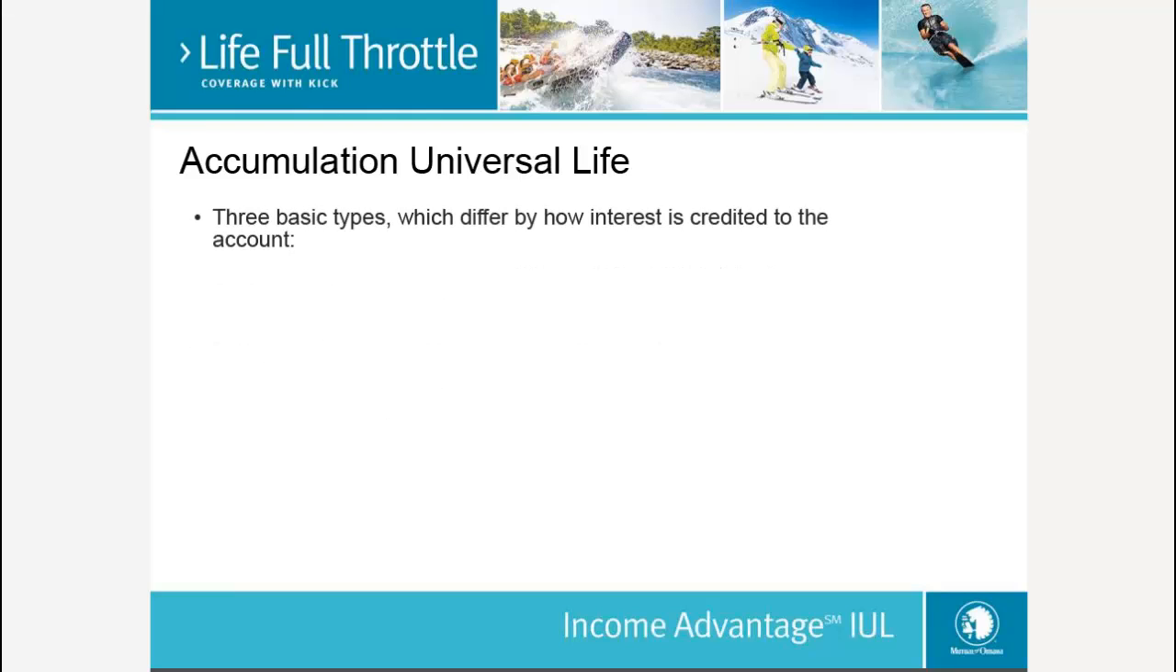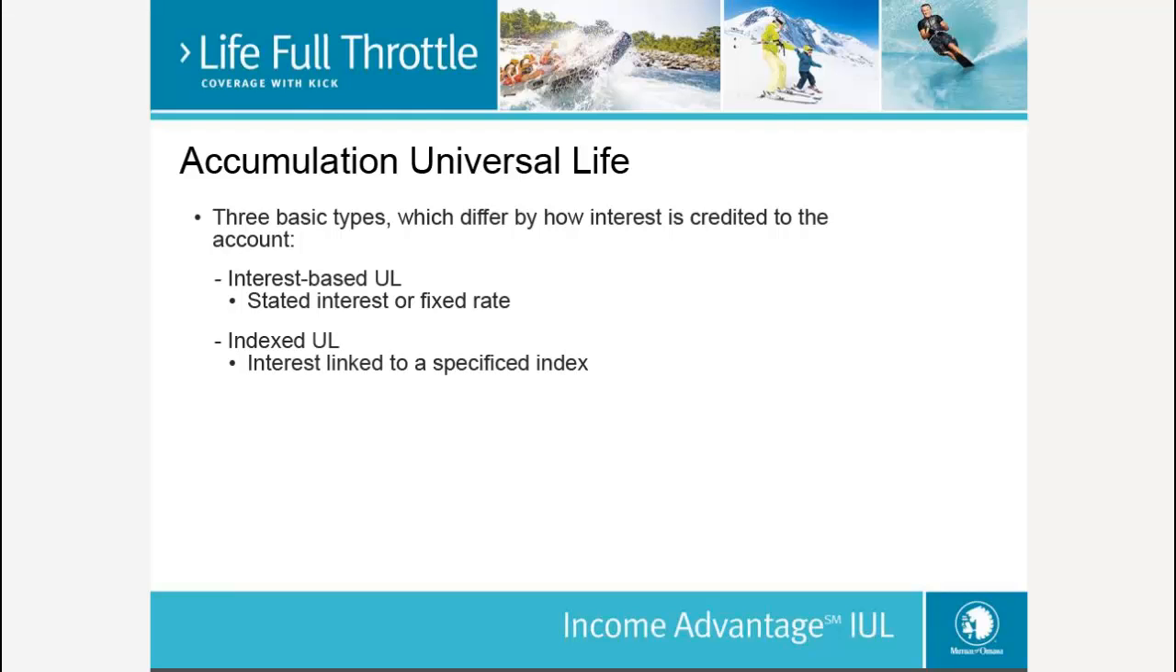There are 3 types of accumulation life insurance products, which differ by how the interest is credited to the account. These are interest-based universal life, which provides a stated or fixed interest rate. Indexed universal life, in which the interest is linked to the performance of a specified index. Variable universal life, which is tied to investment accounts.